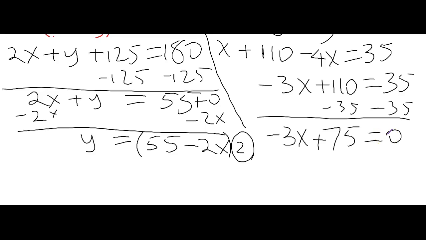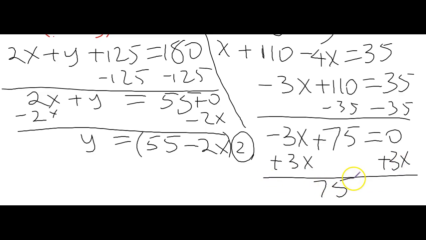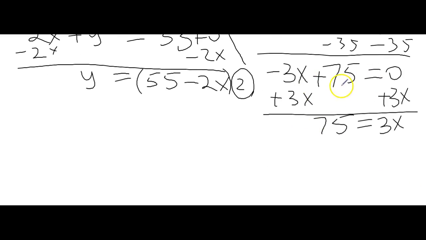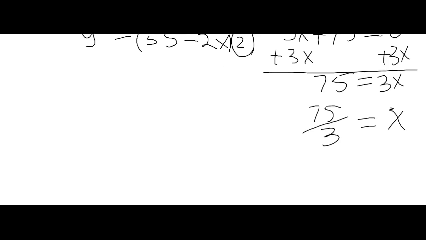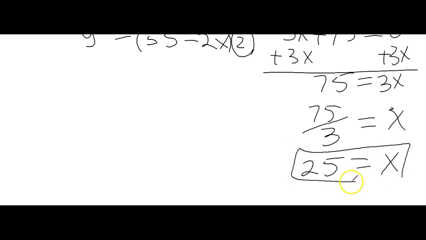Okay, what else should we do? Maybe we can add 3x so that way it will make it positive. So that will be 75 equals 3x. So x can be negative or positive, but even if you did it the other way, you would still get negative crosses out negative, it becomes positive. So divide both sides by 3 to get x. So x is 25. Okay, we have found one of them.